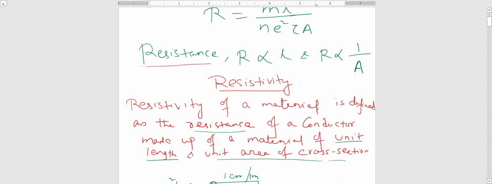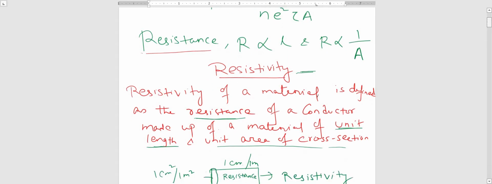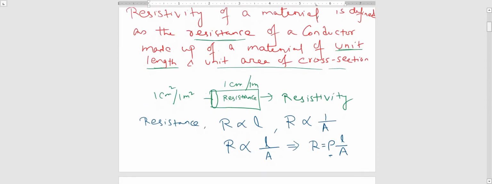So what I have discussed again, this is resistivity of a material, defined as resistance of a conductor of unit length and unit area of cross section. মানে এরকম একটা ম্যাটেরিয়াল যেটার লেন্থও 1 হয় আর area of cross section is also 1 centimeter square or 1 meter square. Now we know that resistance of a material R is directly proportional to L and inversely proportional to area of cross section.